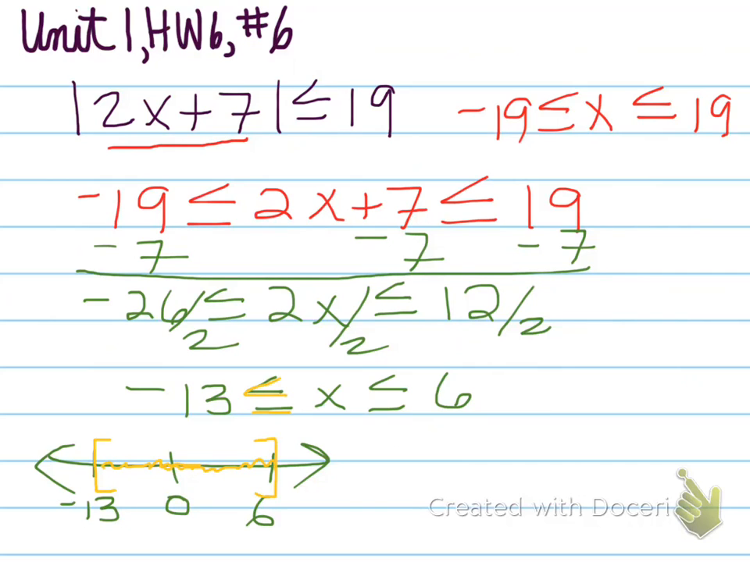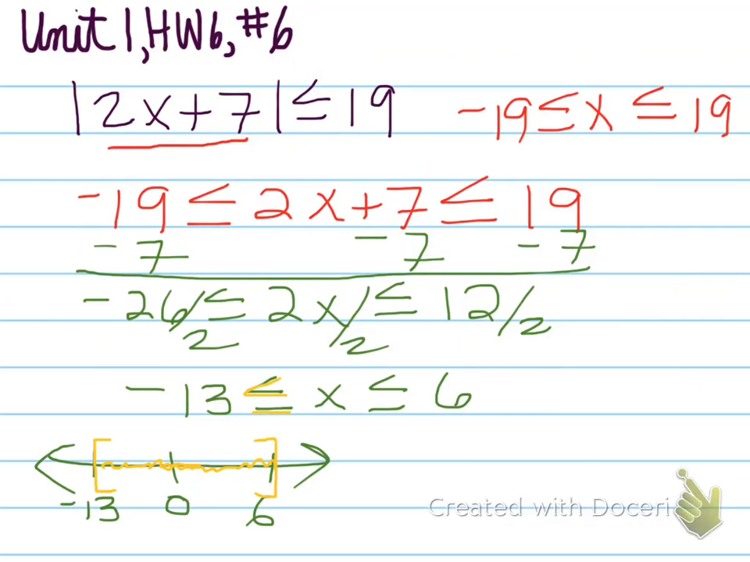Now we could check our solution real quick here. For example, if you put 0 in there, which is in the interval, that is a right number. That will work. But what if you use 7? If x equals 7, is it between negative 13 and 6? It's not. So that gives you confidence that you've got the right interval marked on your number line.